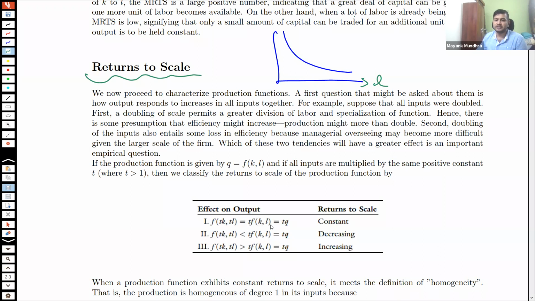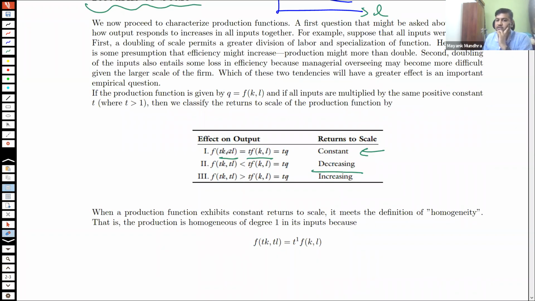Returns to scale means that suppose I were to double all my inputs. Let's say I take twice the amount of labor and I put in twice the amount of capital. If that happens, what happens to my output? Does it also double? Does it more than double or does it less than double? Constant returns to scale would mean that if all inputs go T times, then the output is T times the original output. So if you double the amount of labor and double the amount of capital, the output is going to be double the initial.